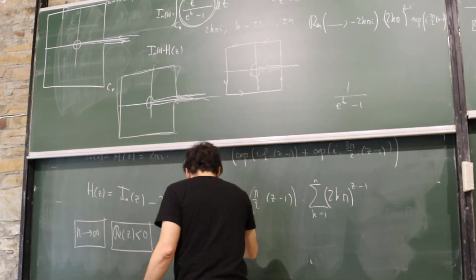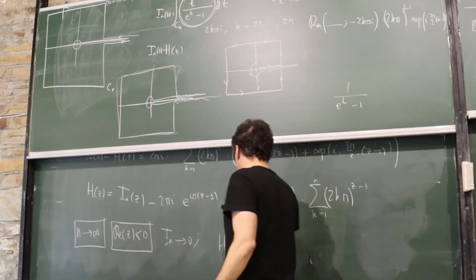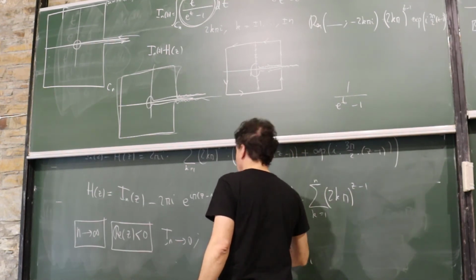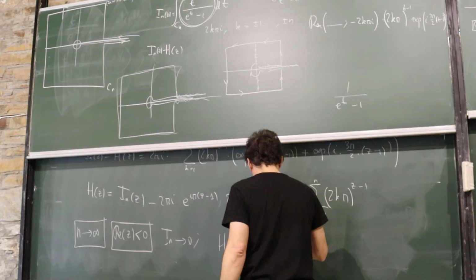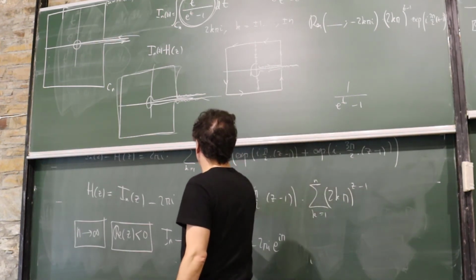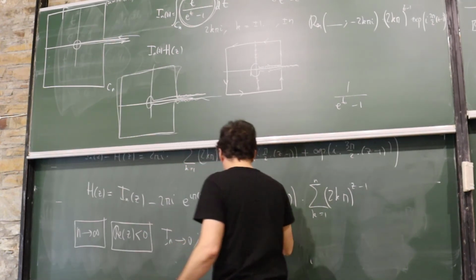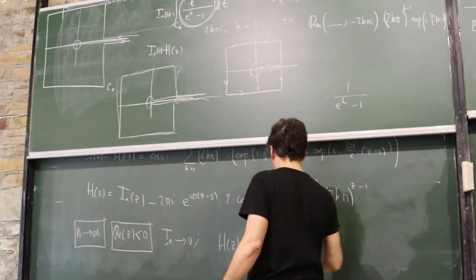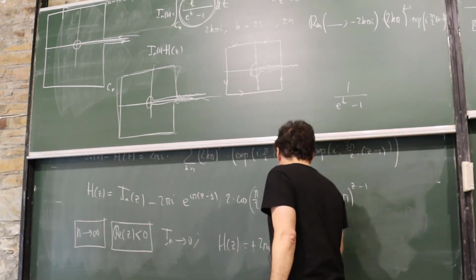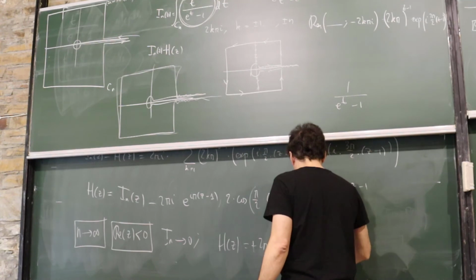and we arrive at this expression: h(z) would be minus 2 pi i times e^(i pi (z minus 1))... Well, this is e^(i pi z) times e^(-i pi), and e^(-i pi) is minus 1. With this minus it would be plus, so you can write it like this, with the cosine.